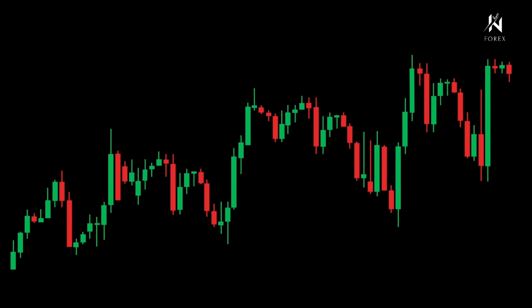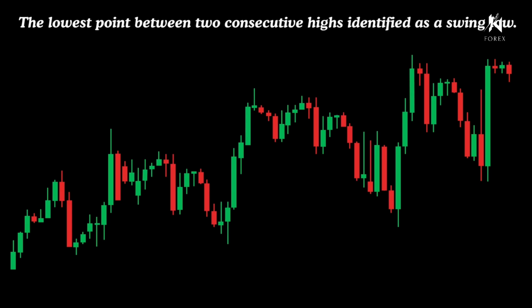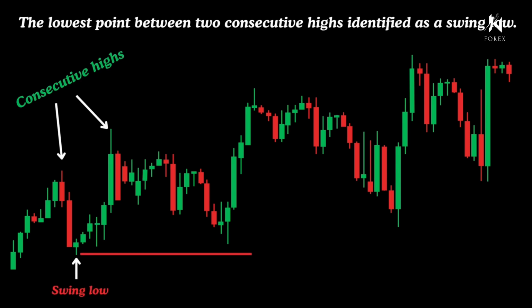To answer this, we first need to identify our swing lows. In a bullish scenario, the lowest point between two consecutive highs is recognized as a swing low. Here, we have two consecutive highs, so the lowest point between them is our swing low. As long as the price remains above this level, it indicates a bullish market, and we will focus on buying opportunities. For a valid change of character, we need a candle that breaks and closes below this level.